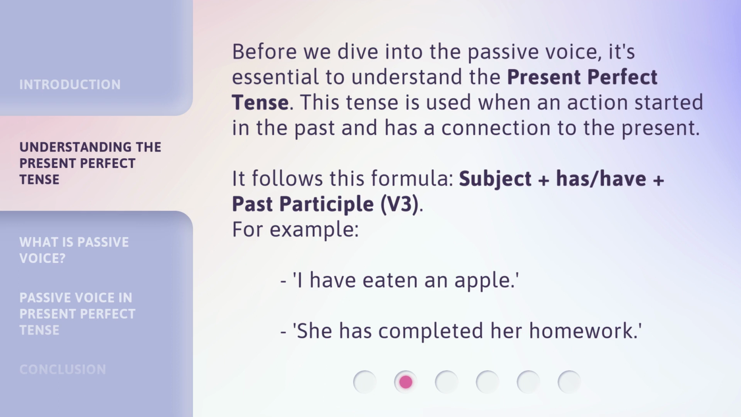Before we dive into the passive voice, it's essential to understand the present perfect tense. This tense is used when an action started in the past and has a connection to the present. It follows this formula: subject plus has/have plus past participle, V3. For example, I have eaten an apple. She has completed her homework.